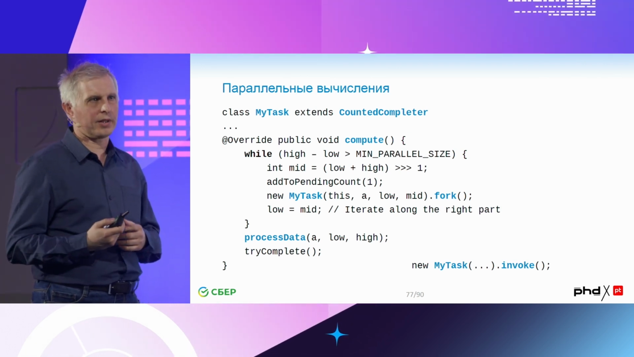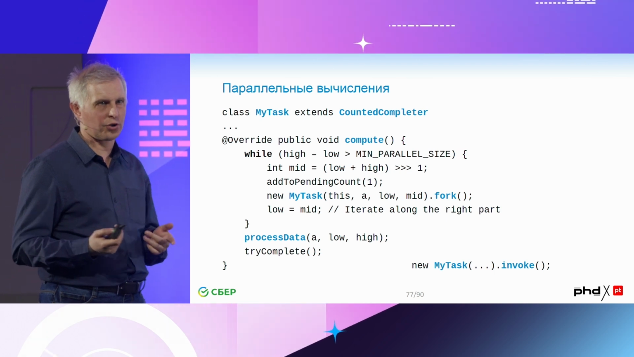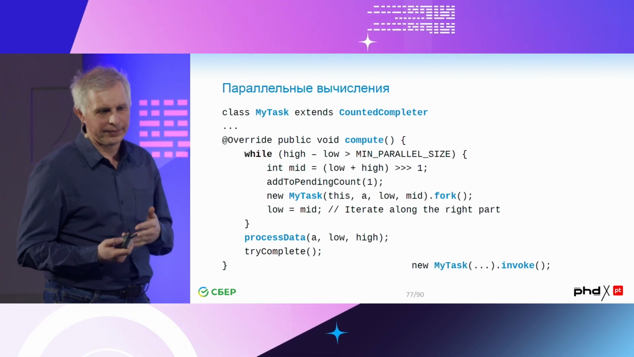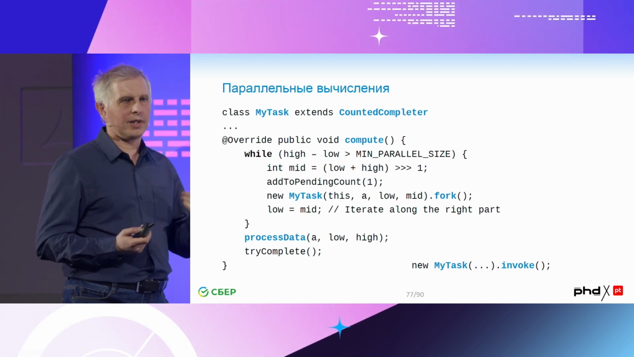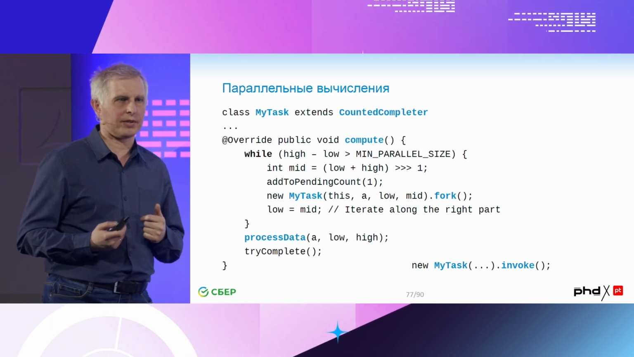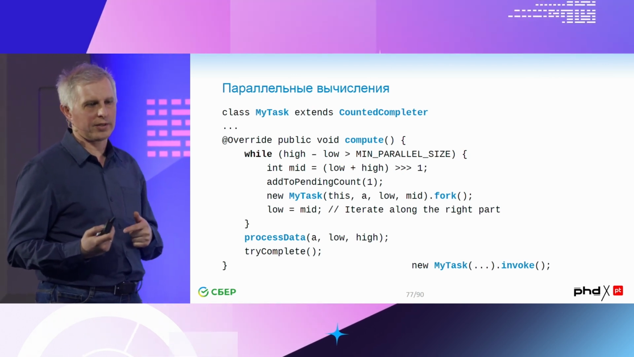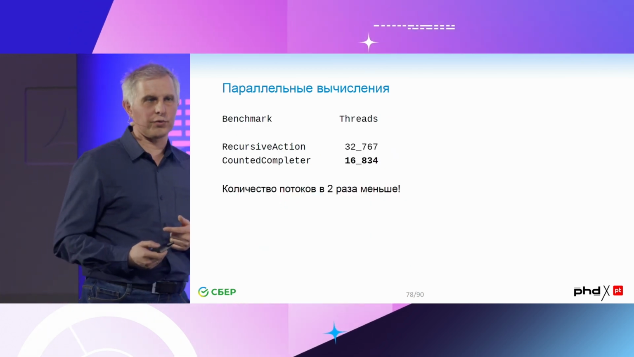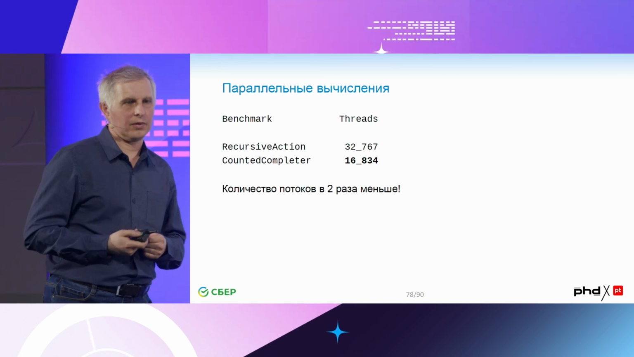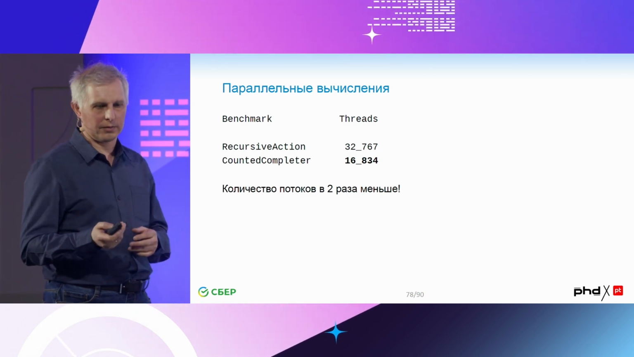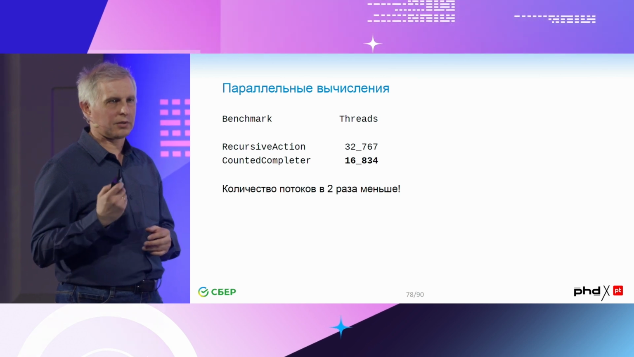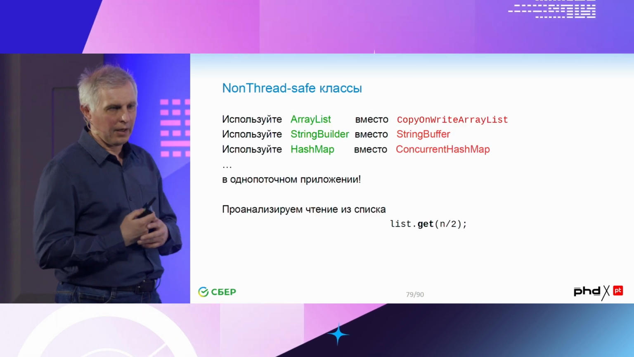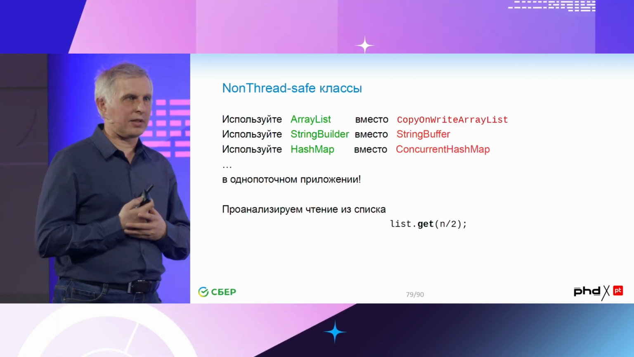To fix that, we propose a different scheme. We do class MyTask extends CountedCompleter. We run in parallel the processing of one part, the right-hand one, and then we process the left-hand part in the cycle. And if it's small, we just process it after the cycle. In this case, the number of threads will be just half of those. The lower the number of threads, the better. So even this parallelism can be written correctly and incorrectly.